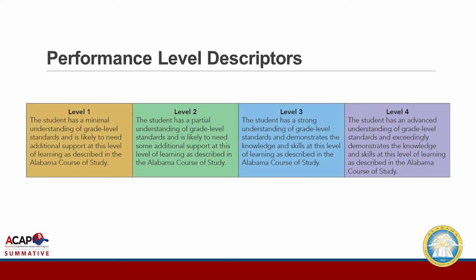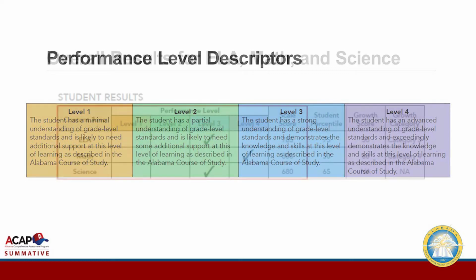As you can see here, if your student scored in level 3 or 4, it means they have a strong or advanced level of understanding of the content they were taught last year. They are considered to be proficient for their grade in that content area. If they scored in level 1 or 2, it means they only have a partial or minimal level of understanding of the content they were taught last year. They are probably going to need some additional support this year in order to stay on track.